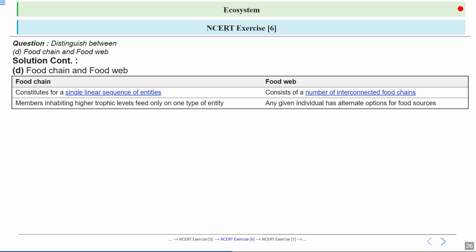So in the case of food web, one species or one organism has, you can say, multiple options for food. Here it can occupy different trophic levels as well. Whereas in the case of food chain, the members will only occupy one trophic level and they have only one food source.